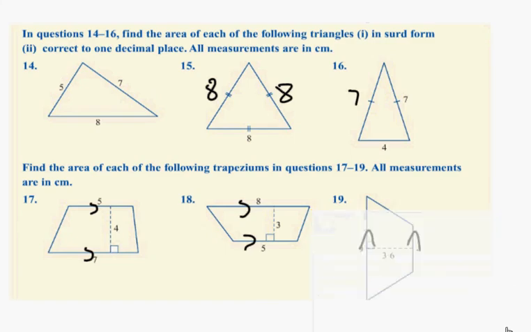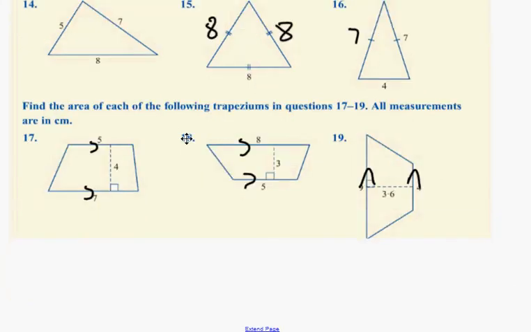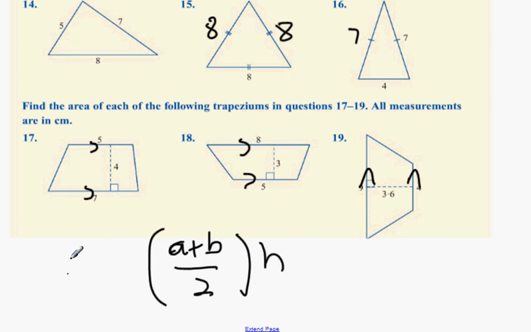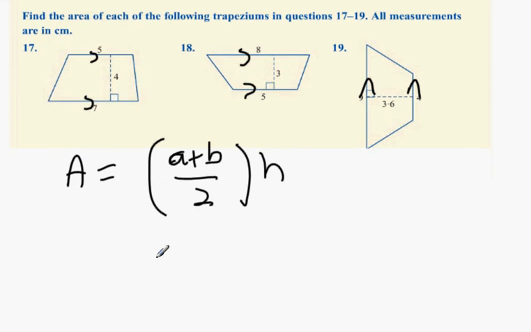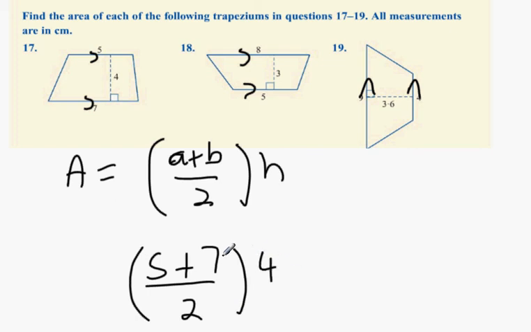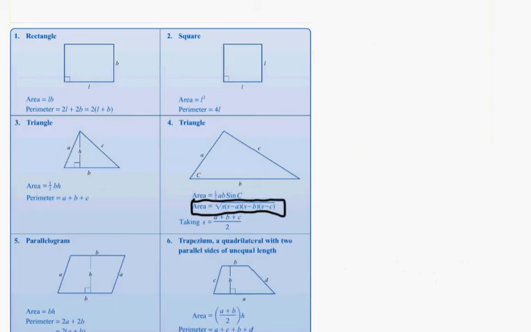Okay guys, so here we go. A plus B over 2 multiplied by H. So let's figure it out here for the first one. What Jack said is correct. A should be 5. B should be 7, all over 2, and what's the height? 4. 12 divided by 2 is 6, 6 multiplied by 4 is 24. It says all measurements are in centimetres, so 24 centimetres squared. Happy enough with that?